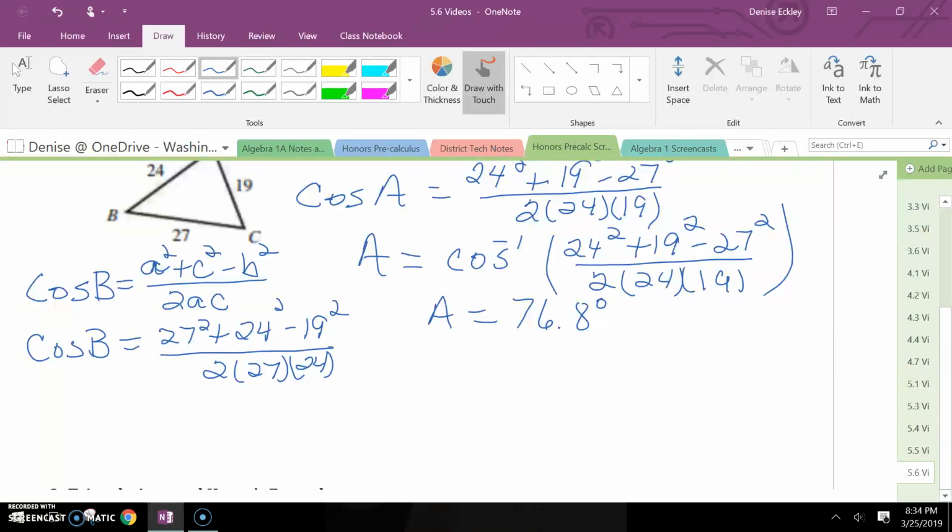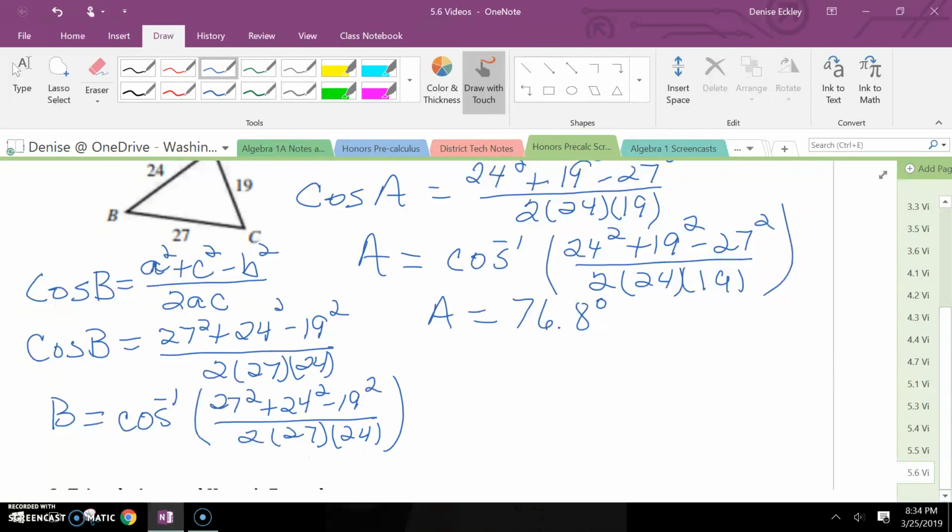And again, I'm going to do the inverse cosine. And I'm going to put that fraction in the calculator like I did for angle A. And when I do that, I get that angle B is 43.2 degrees.